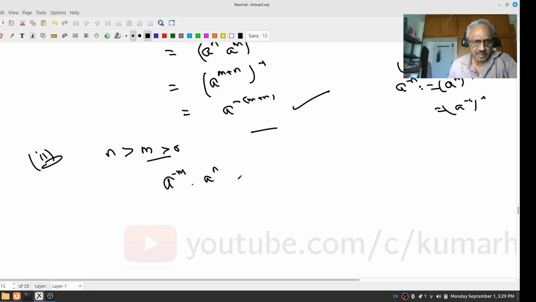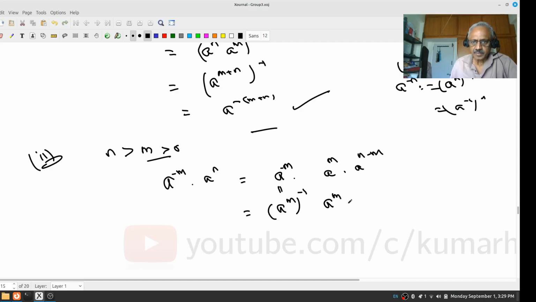The trick is again a similar thing. A to the power minus m, keep it as it is. This a to the power n I can write as a to the power m into a to the power n minus m. And what is this? This object is nothing other than a to the power m inverse by definition. And this is a to the power m into a to the power n minus m. Therefore this is one or identity. Therefore it is a to the power n minus m.